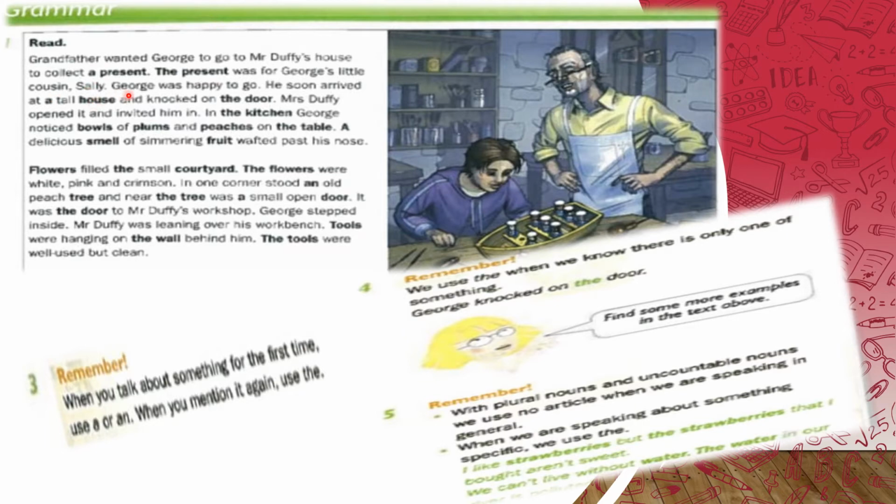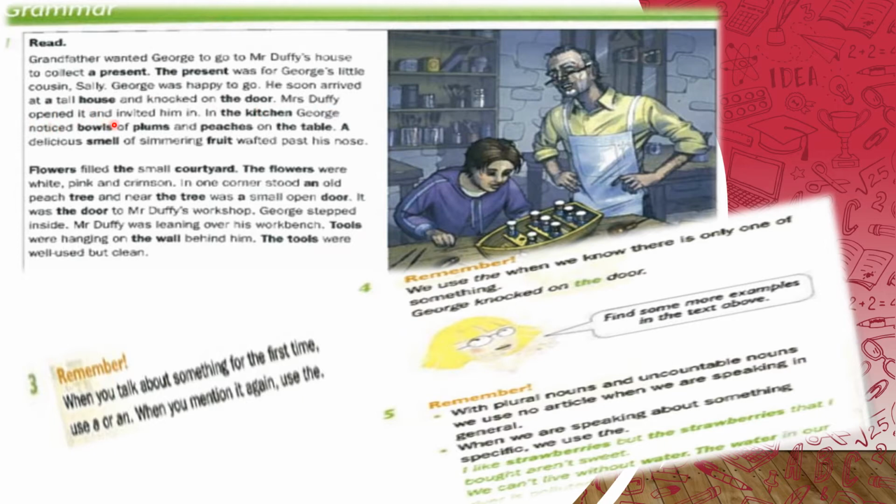Sally. George was happy to go. He soon arrived at a tall house and knocked on the door. A tall house, yes, we mentioned it for the first time, and it is a tall house, we didn't specify exactly which house. And knocked on the door. Why do we put the here? Because we know which door George knocked on, the door of the tall house.